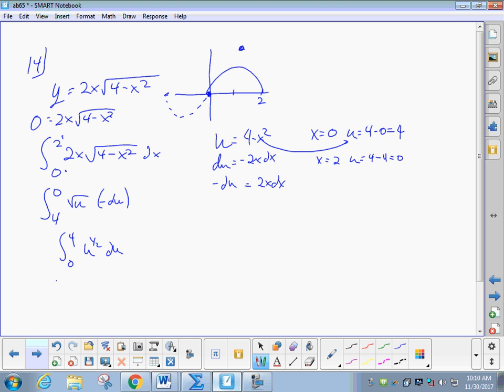Integrate 2/3 u to the 3 halves from 0 to 4. And you are on your happy way.